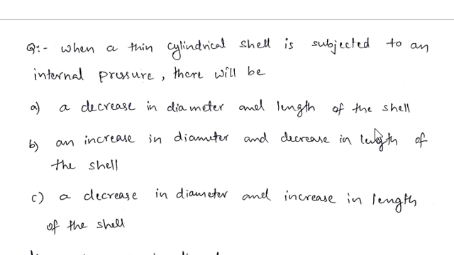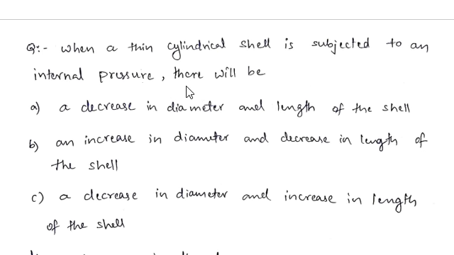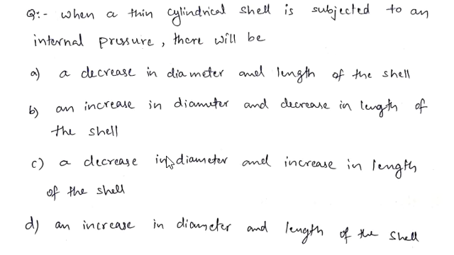And when we see the next question, when a thin cylindrical shell is subjected to an internal pressure, there will be: option A, decrease in diameter and length of the shell. Option B, increase in diameter and decrease in length of the shell. Option C, decrease in diameter and increase in length of the shell. Option D is increase in diameter and length of the shell.